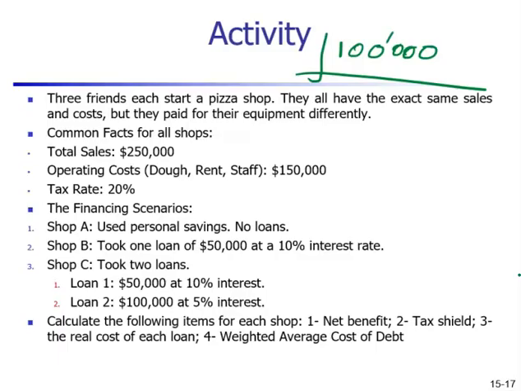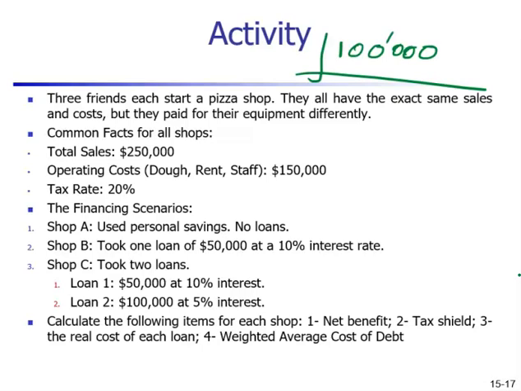In item 3, it is asking you for the real cost of each loan. When each loan can help you to pay lower tax, it means that the real interest rate is going to be lower than the stated interest rate. And finally, for weighted average cost of debt. For case B, since it is only one loan, any number that you get for the real interest rate, that's it.